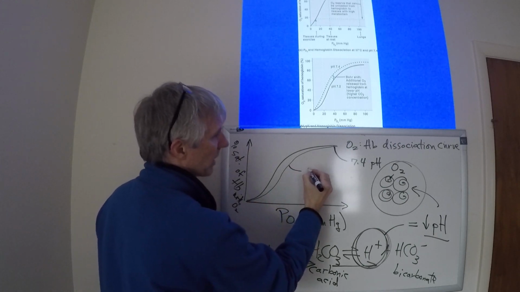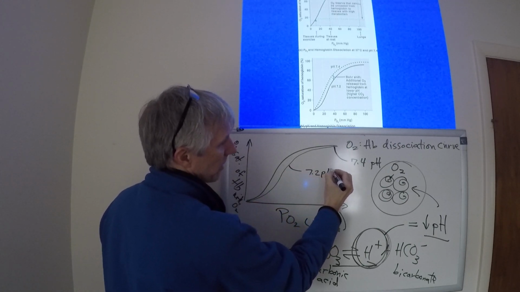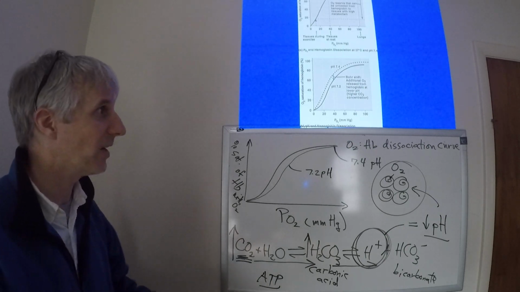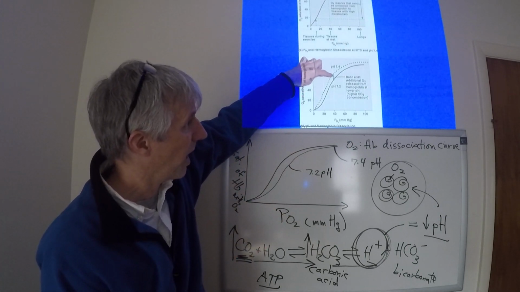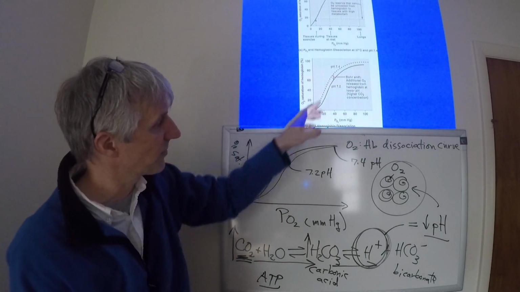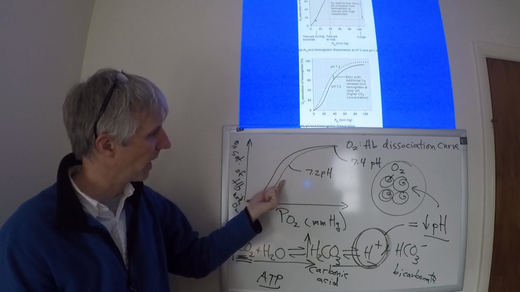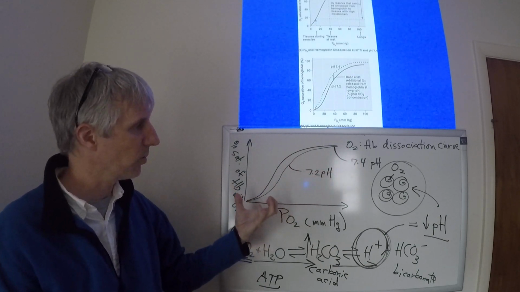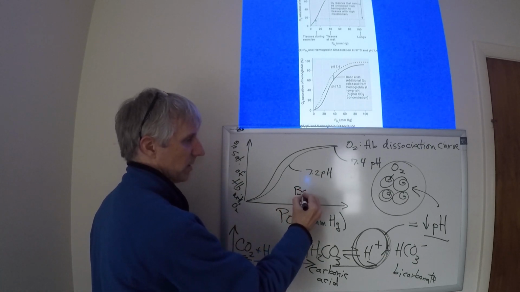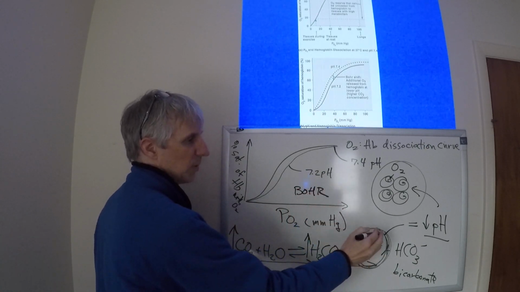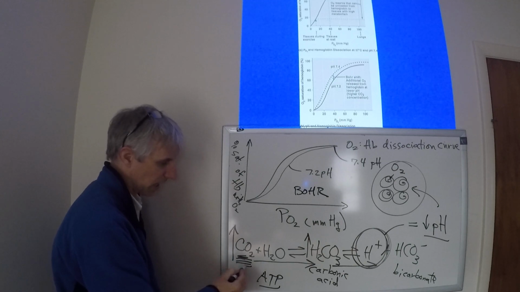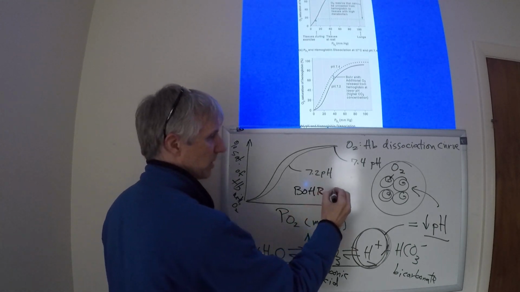Now I've over accentuated it, right? So you can see it on the video, but here the Bohr shift is describing the change in the oxygen hemoglobin dissociation curve with changes in pH caused by changes in CO2 concentration.